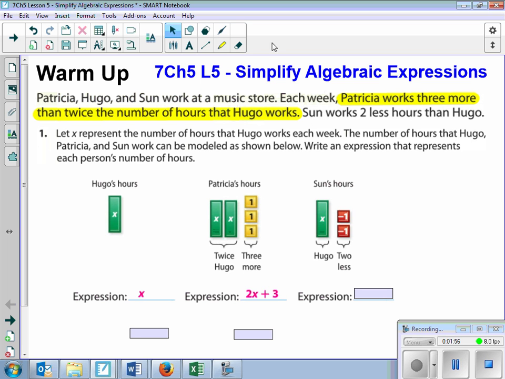And then over here, it says that Son works 2 fewer hours than Hugo. So here, it's 2 less than Hugo. So we've got 2 negatives and Hugo's. So this expression is going to be x, what? Minus 2. Very good. x minus 2.